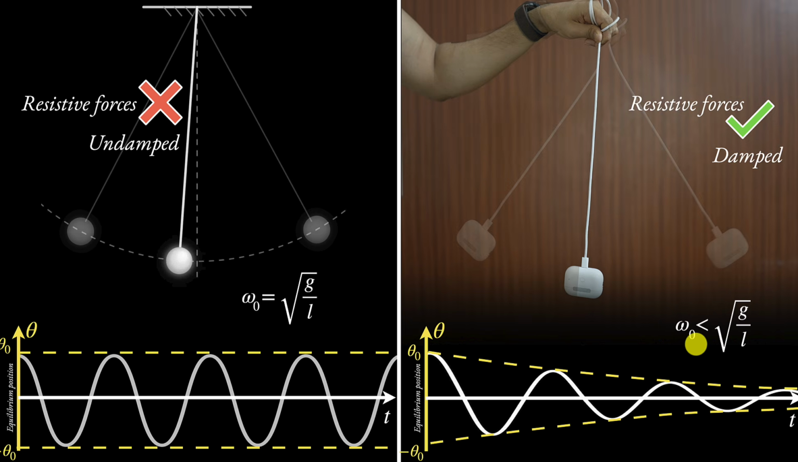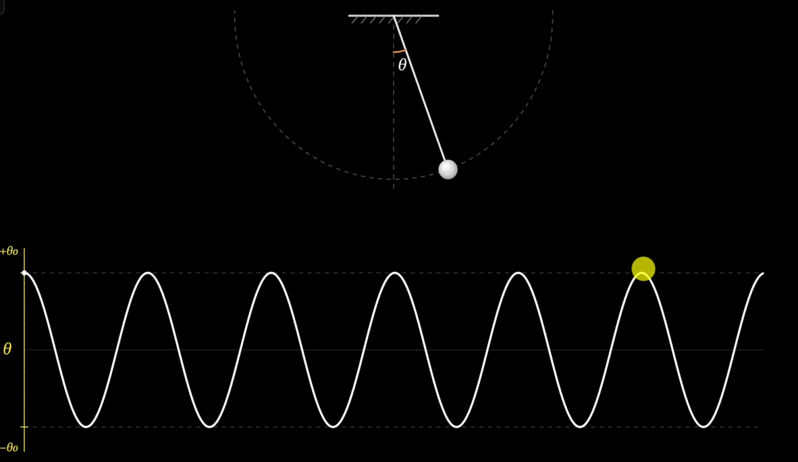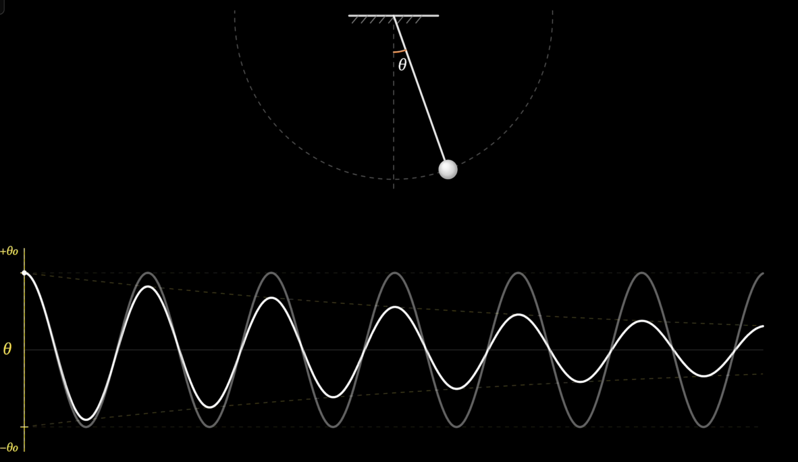But again, how much does it affect the frequency? Let's go back to our simulation. So we have the undamped case again, no resistive forces. Now let's introduce resistive forces and increase its strength, and let's see what happens. Here we go, here we go.